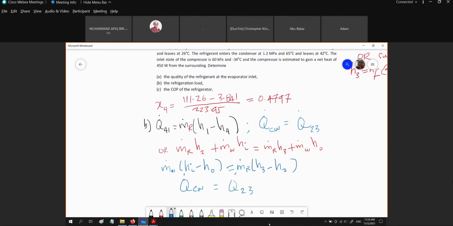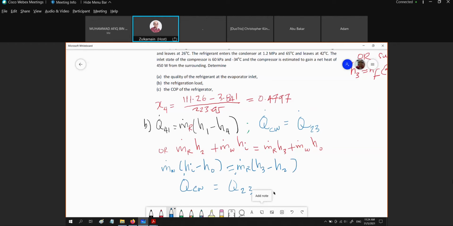Okay, so in this case we are going to get the negative sign, because HI is less than H naught, since this is at low temperature and this is higher temperature. The same goes for this, so we are going to have minus minus. The minus sign we cancel off, and finally we'll get QCW equal to Q dot 23.